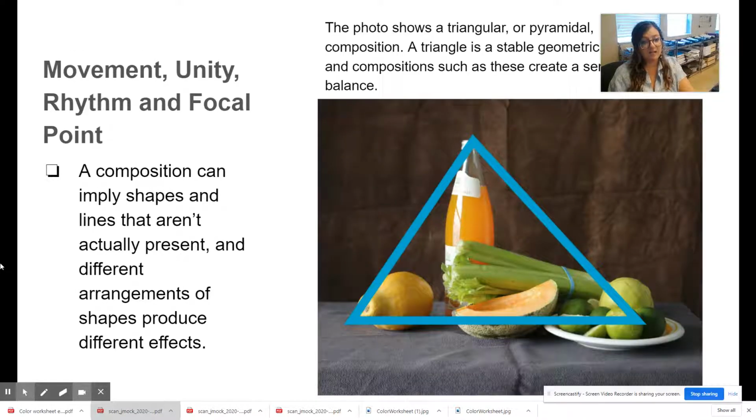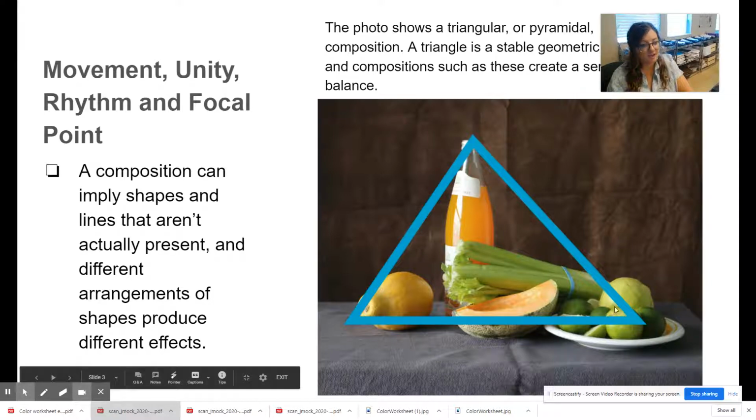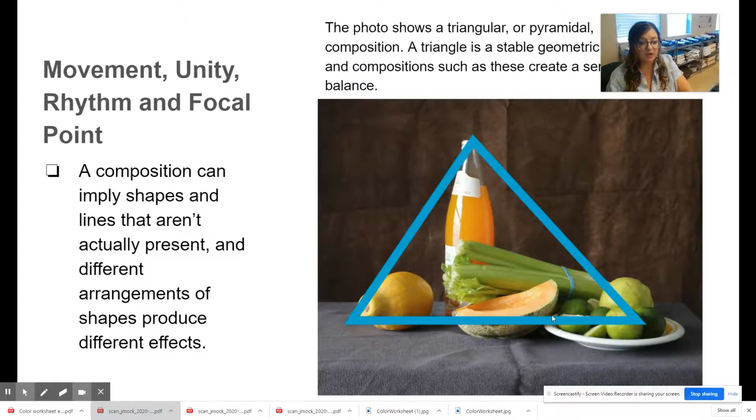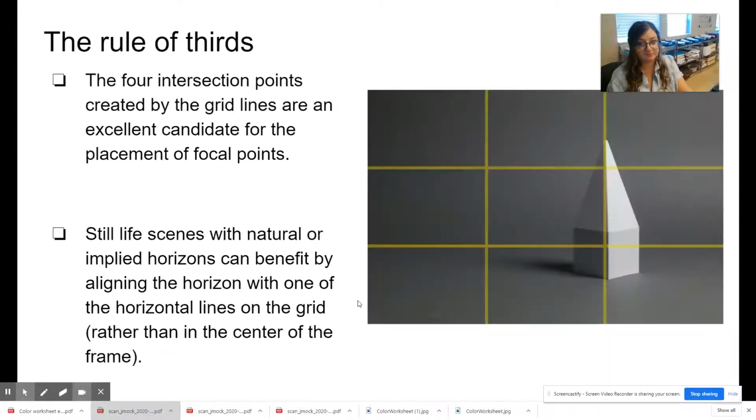So let's talk about this composition right here. This kind of shows a triangular composition. It's really stable, it's geometric. It tells your viewer where you want them to look. And it also implies some shapes that aren't actually present, right? There's not really a triangle there, but it suggests that it's there. So you have really good movement here, unity, rhythm, and it creates this really nice focal point.